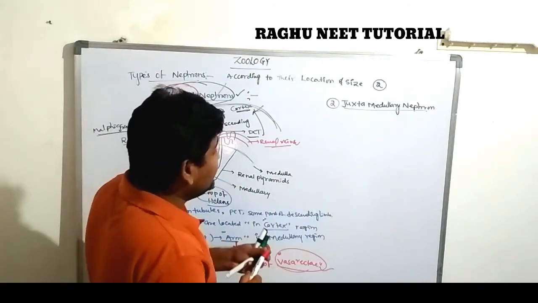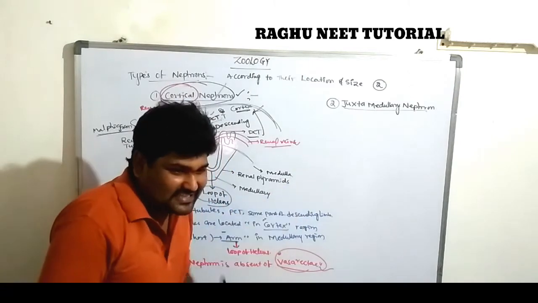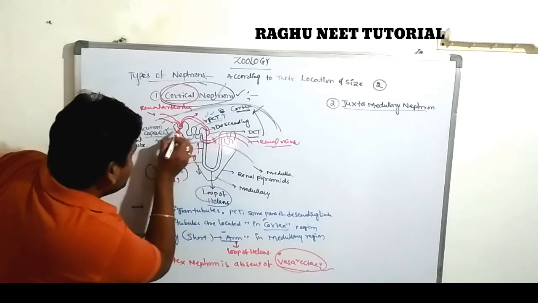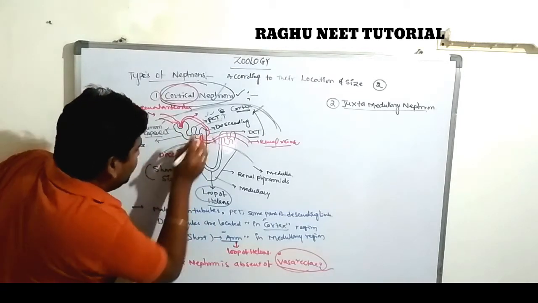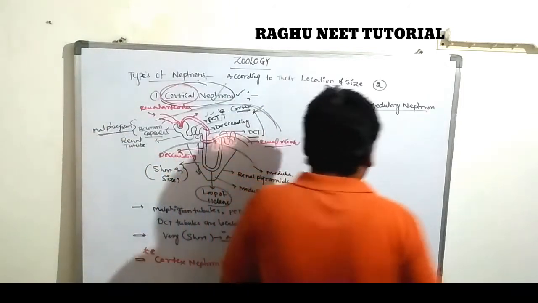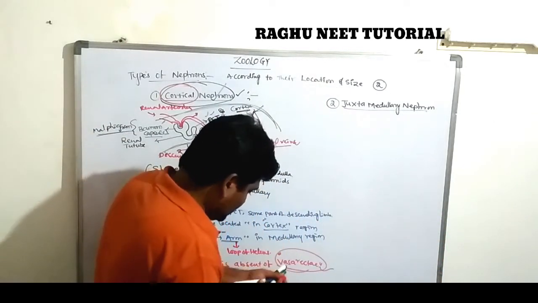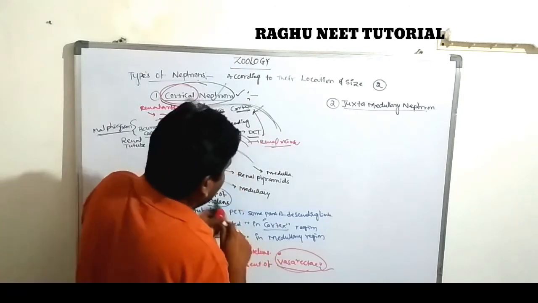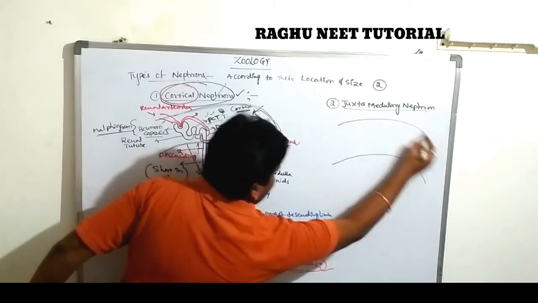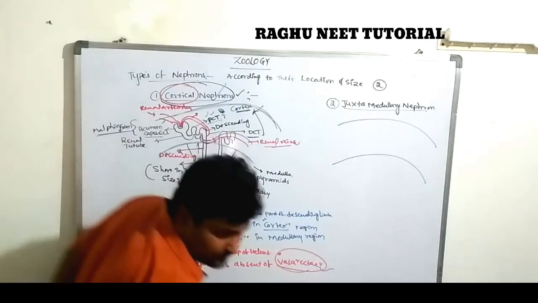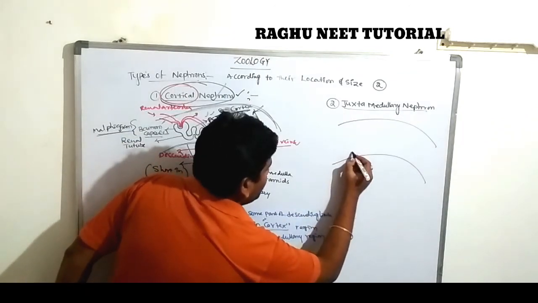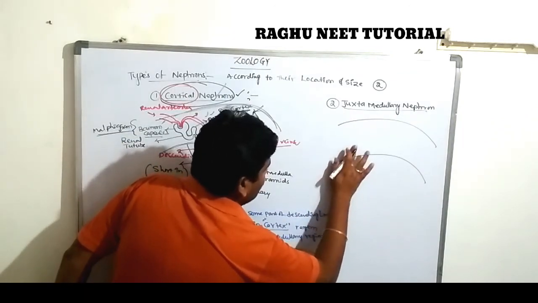Next, the juxtamedullary nephron. What is the juxtamedullary nephron? Let's see the diagram. There is a nephron whose remaining parts are in the cortex region, but this one is in the juxtamedullary region. This is the medulla, this is the cortex. Medulla and cortex. In the medulla, what is that? The Bowman's capsule.